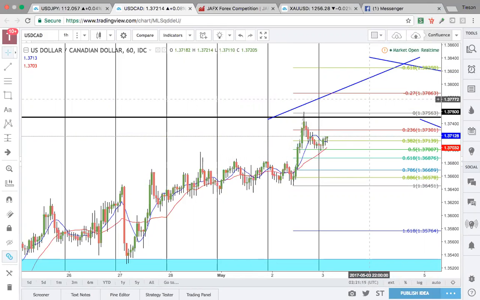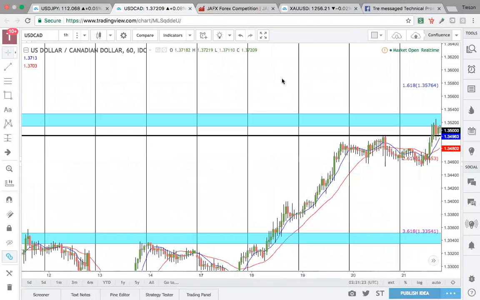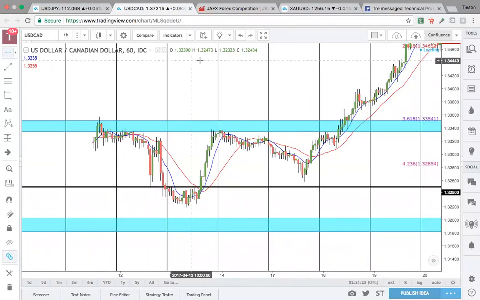I will say that learning the reversal patterns is very huge because let's say, let me find a good downtrend to where I saw a nice reversal up.